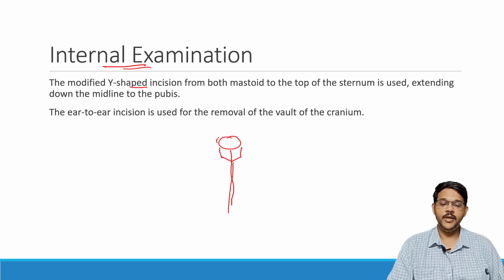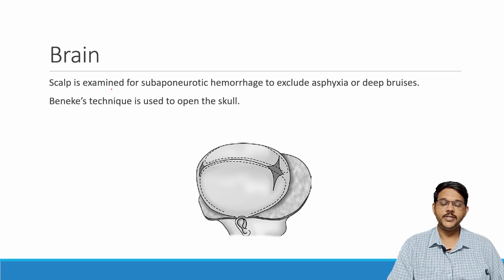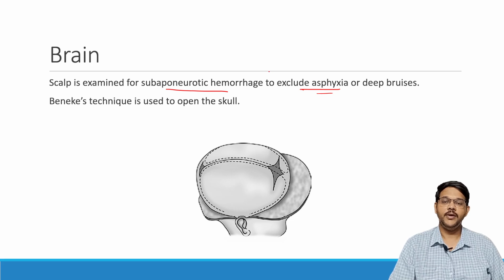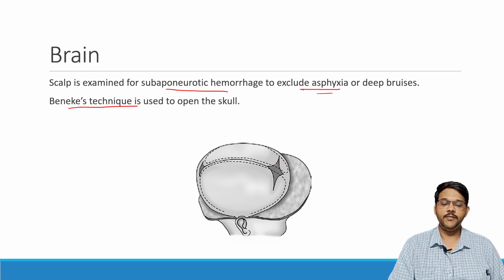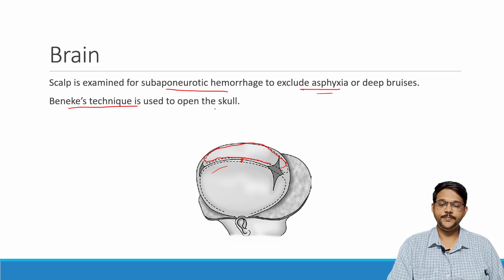Then in the cranium, the ear-to-ear incision is taken, similar to that of adults. To remove the brain, first the scalp is examined for subgaleal hemorrhages to exclude any asphyxia, bruises, or any form of injury. Then Beneke's technique is used to open the skull. In this technique, an incision is taken from the anterior fontanelle, about 1 centimeter from the midline. Then it is extended posteriorly and a flap is taken. This is extended on both sides and removed. One central part of the midline is kept intact, with the sinuses also kept intact, to note for any hemorrhages.